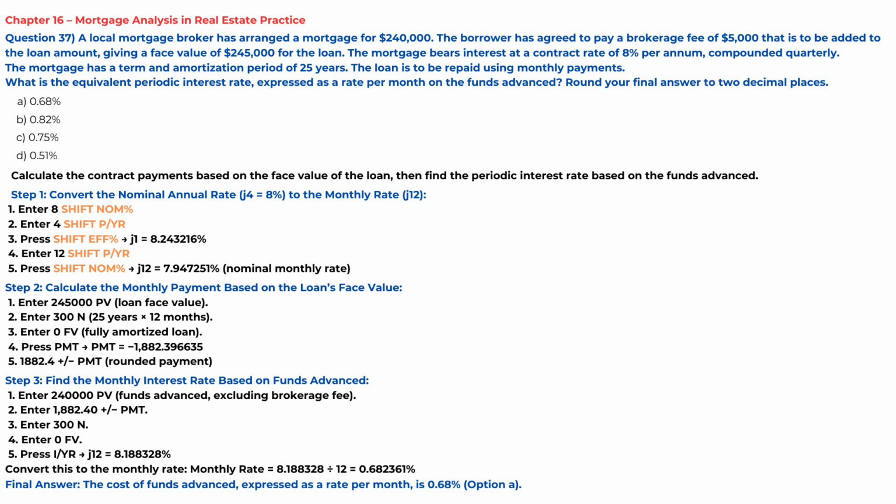Step 3. Find the monthly interest rate based on funds advanced. Enter 240,000 PV, funds advanced excluding brokerage fee. Press I/YR, calculator displays J12 equals 8.188328%. Convert this to the monthly rate. Monthly rate equals 8.188328 divided by 12 equals 0.682361%. Final answer. The cost of funds advanced, expressed as a rate per month, is 0.68%.